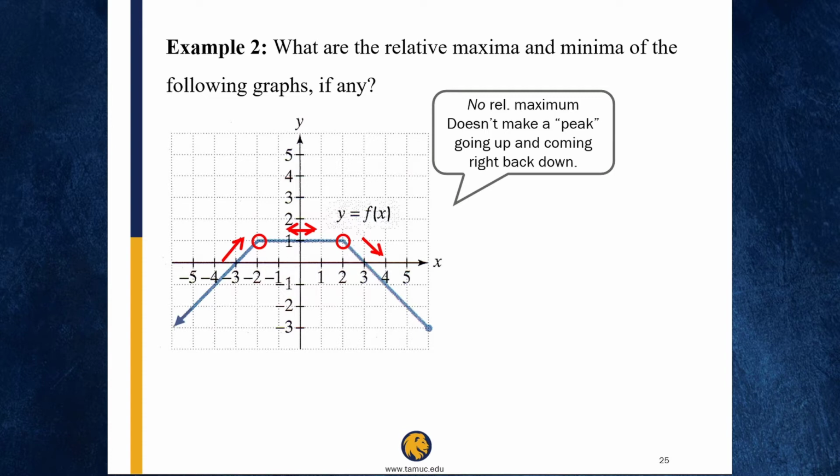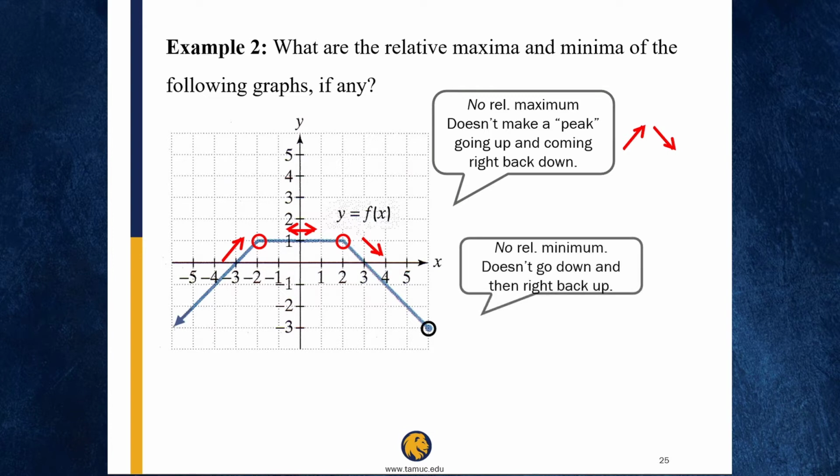This is what happens when we don't actually get a relative maximum point. It has to do that exact shape where it goes right up to a point and comes right back down again. There's also no relative minimum either, because to have a relative minimum, it has to go down and come right back up. And we don't see that on any points down below. It might go down to that point, but it has to come right back up from there if it was going to be a relative minimum. So this graph actually has no relative maximum and no relative minimum.